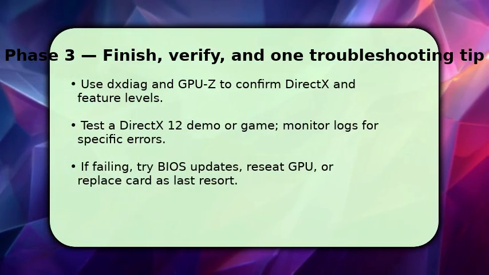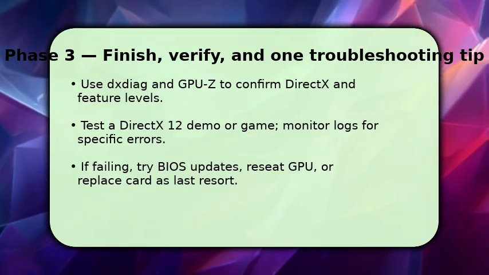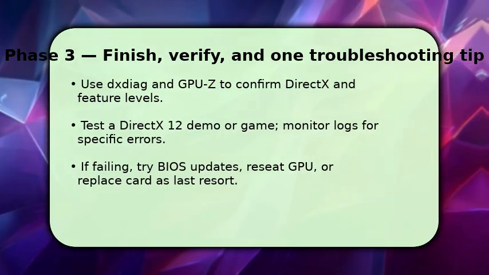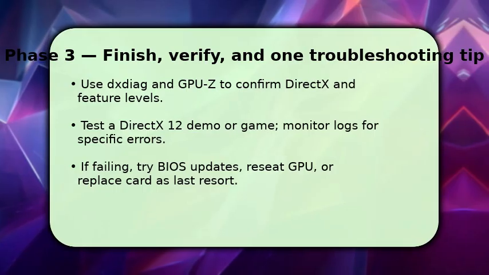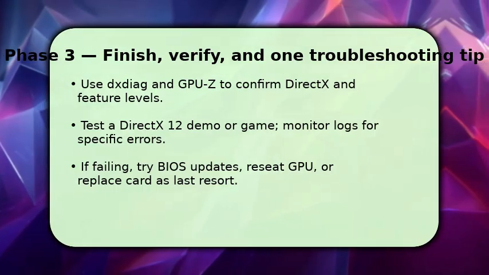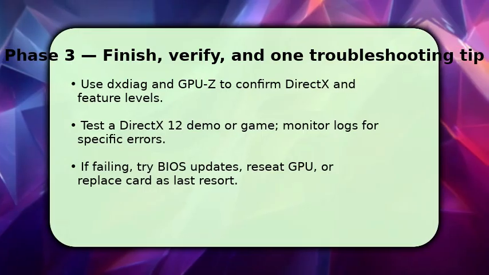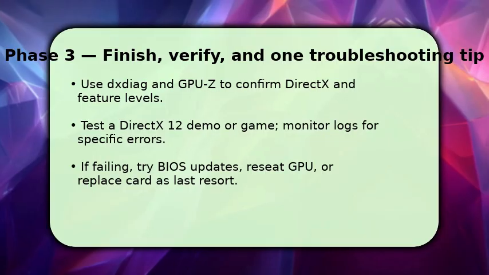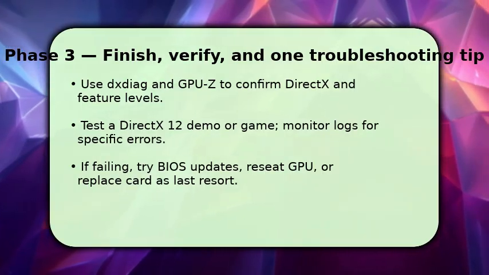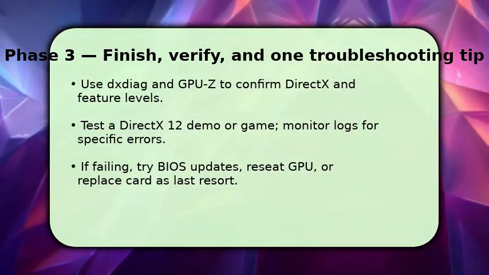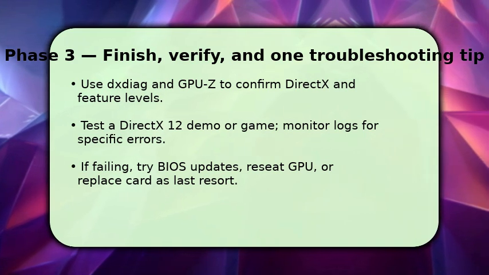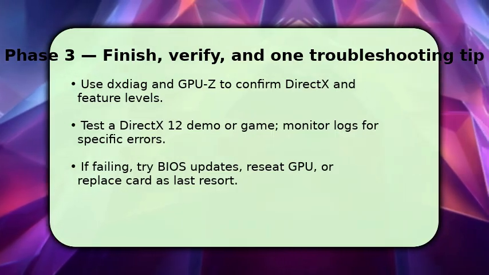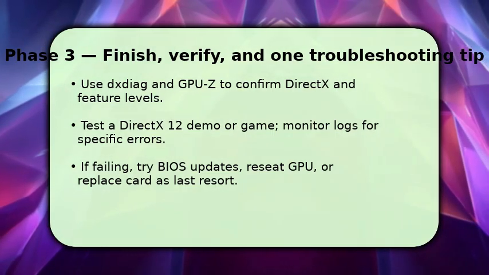Finally, you verify results and conclude the repair sequence. Run DxDiag and GPU-Z to confirm DirectX version and reported feature levels. Those tools show whether the system recognizes capability. Then launch a simple DirectX12 demo or game, watch logs for explicit errors, and note driver or API messages. If problems persist, update motherboard BIOS, reseat the GPU, and test on another system. If nothing changes, replace the card. Hardware limits cannot be fixed in software. One tip: keep incremental backups of drivers to revert quickly.